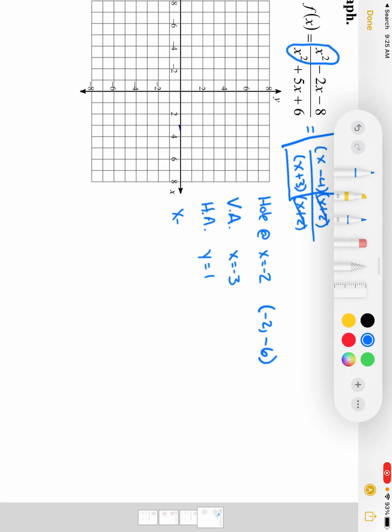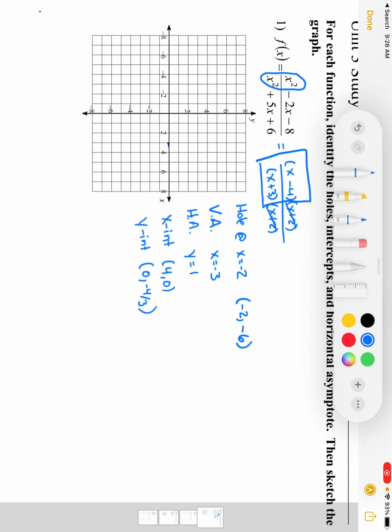We have an x-intercept at (4, 0). We have a y-intercept at, if we substitute in 0 for x, we get (0, -4/3). And that is it.